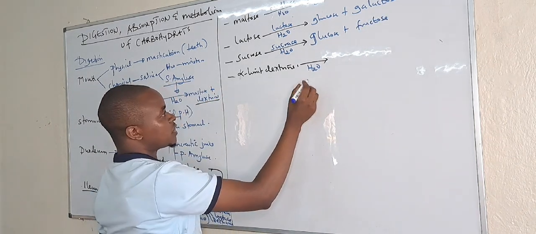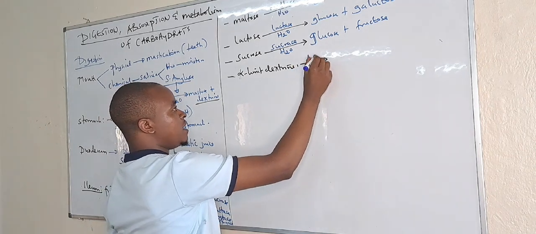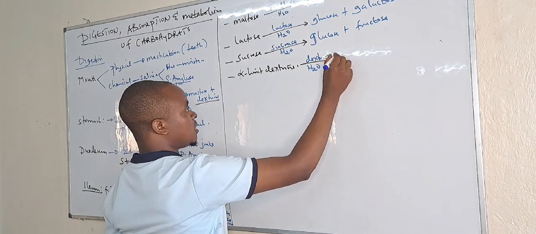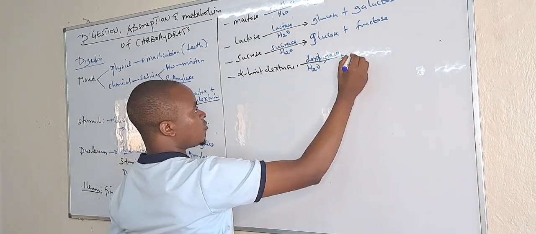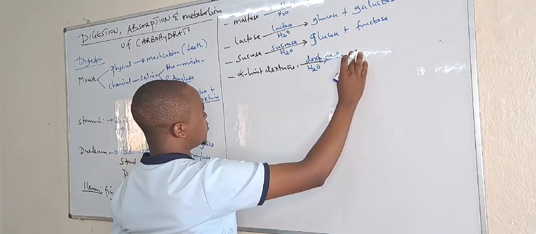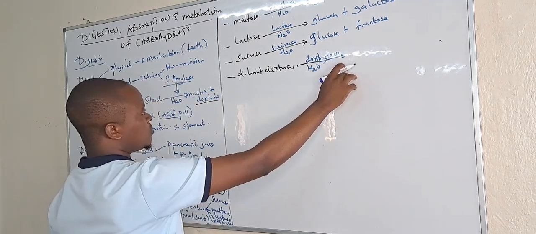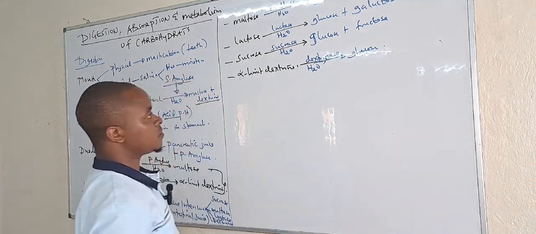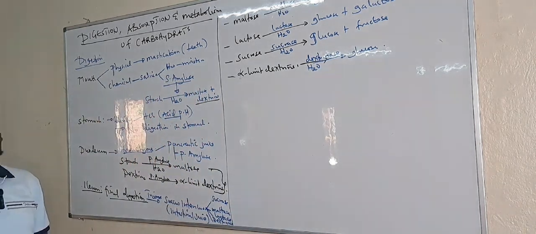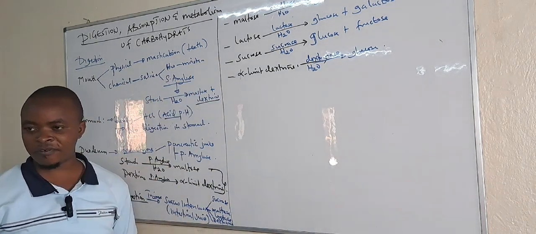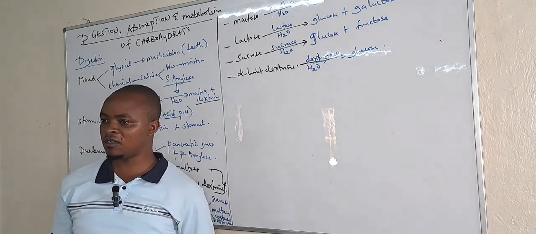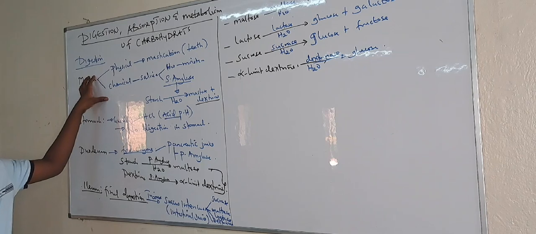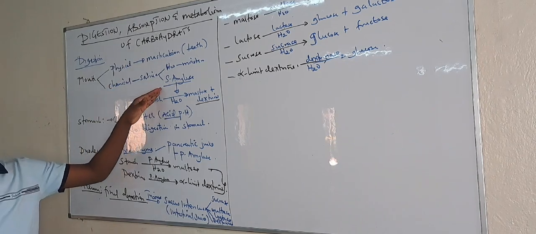Then alpha limit dextrin is catalyzed by dextrinase enzyme to form glucose. So this one marks the end of digestion of carbohydrates, whereby we have seen the events that occur in the mouth, where we have both physical and chemical digestion.